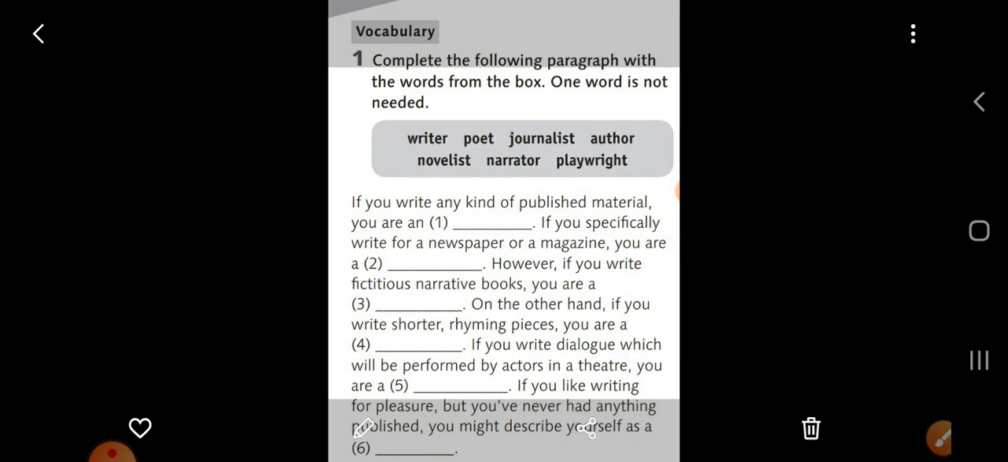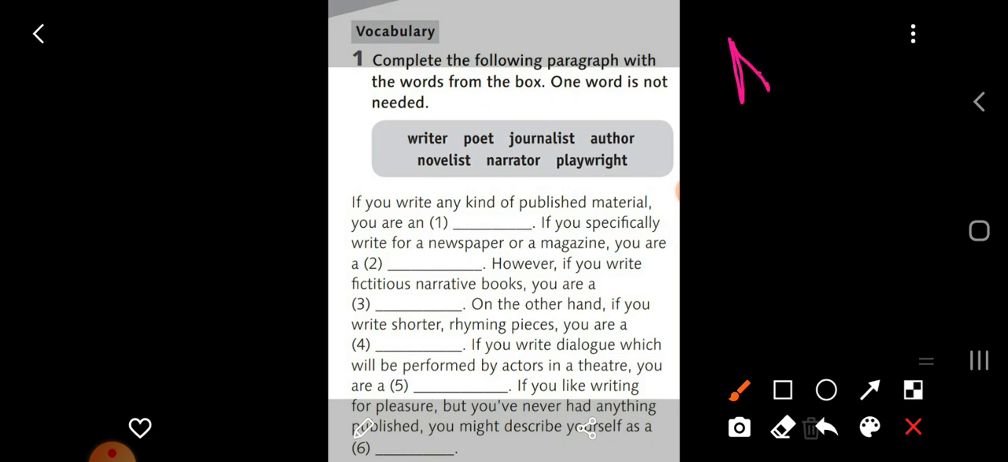Inshallah, in this video, we are going to discuss and do the exercises which are in your activity book, page 40. So, all of you, please open your activity book, page 40, and let's take the notes and do the exercises together.